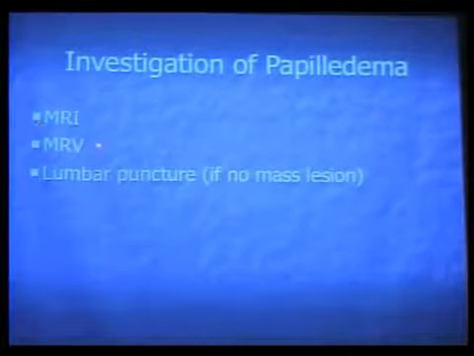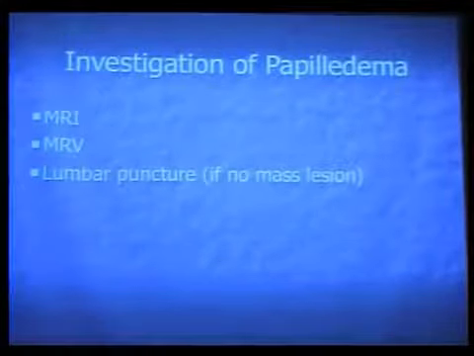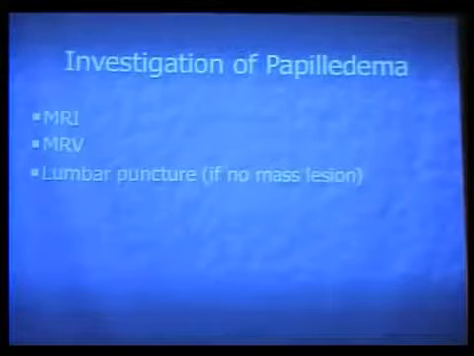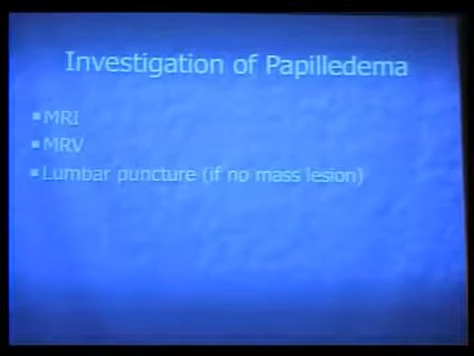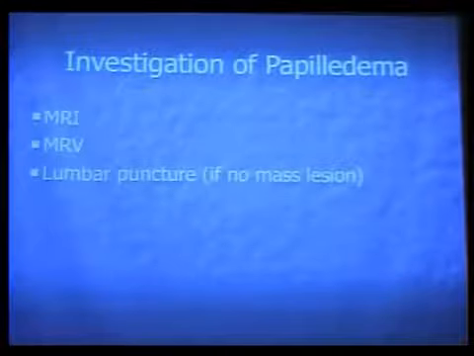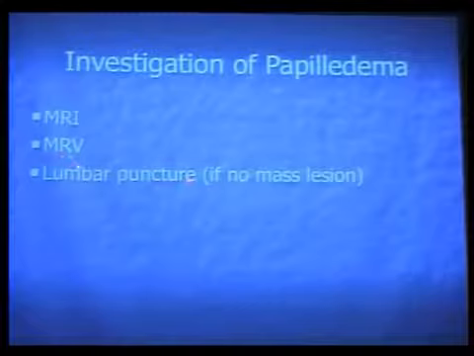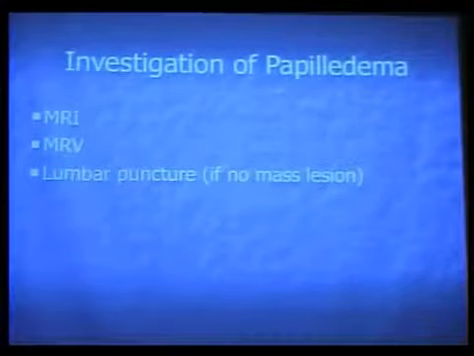And what I do is I routinely order, the same time I'm ordering an MRI, an MRV. Because if it turns out that there's no tumor, I'm going to want an MRV anyway, because it is the absolute best way to see if there's cerebral venous sinus thrombosis, and if there is, the treatment's different than if there isn't. If the MR is normal, I send the patient for a lumbar puncture, obviously if there's no mass lesion.